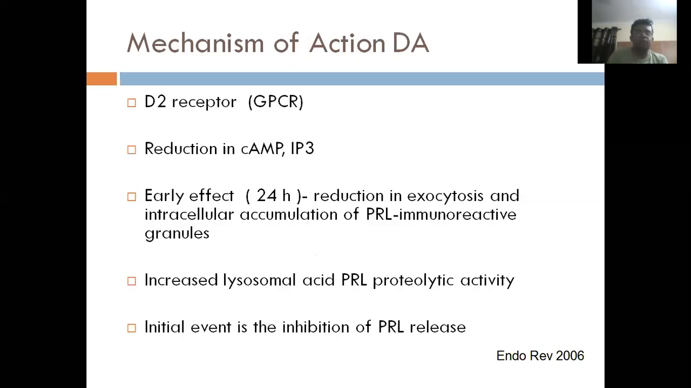So how do these dopamine agonists work? They act upon the D2 receptor, they reduce the cyclic AMP and IP3, and this results in accumulation of the prolactin immunoreactive granules inside. This is the early effect, and they also increase the lysosomal acid prolactin proteolytic activity. So because of these things, there is an immediate reduction in the prolactin secretion.